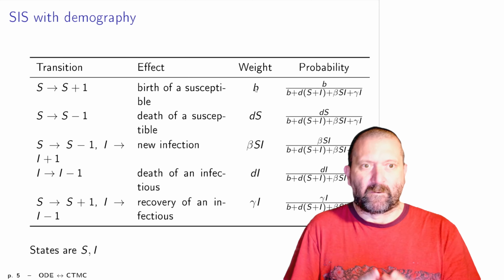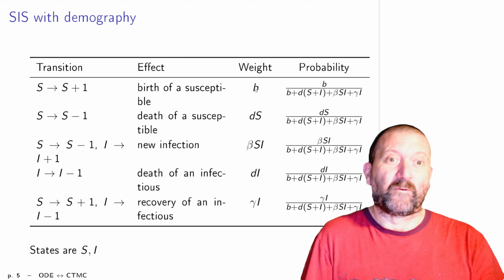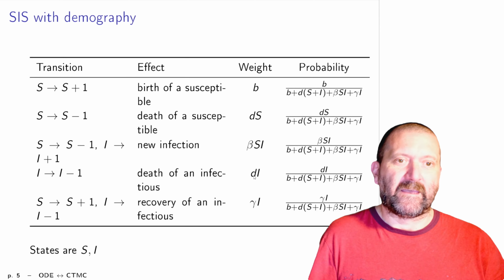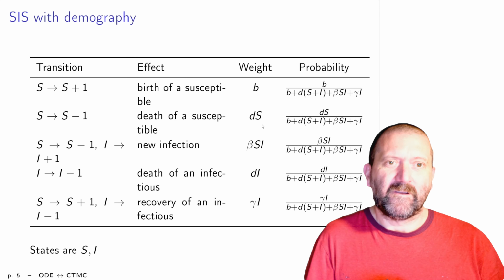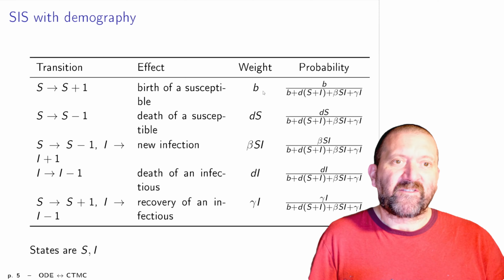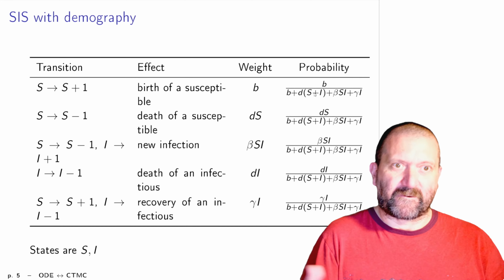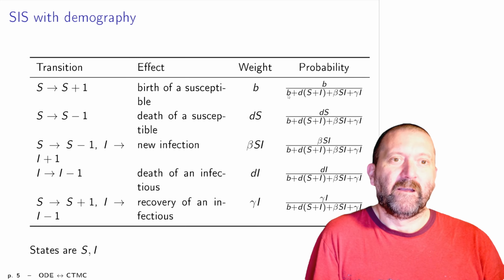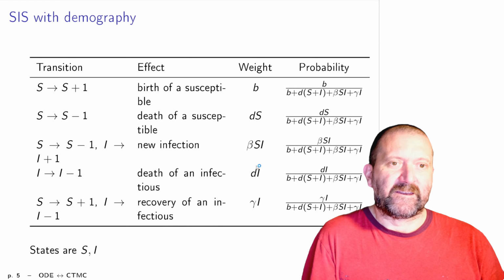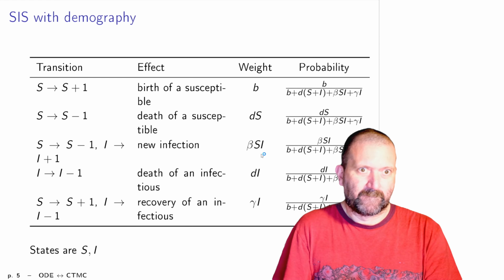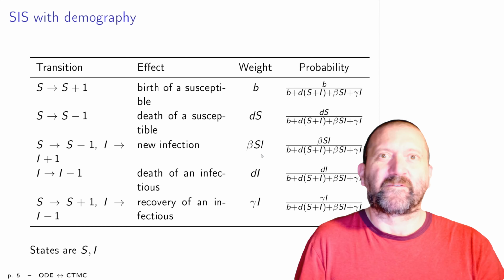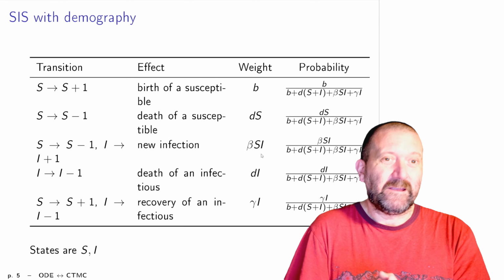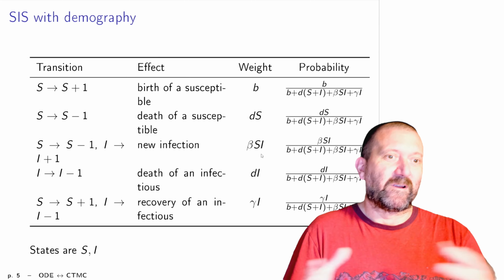This is a typical way of writing an SIS model if you have constant birth B but death at a per capita rate D in both compartments. So I've added these two weights. That means that when I'm computing my transition probabilities, I need to divide by the new sum of weights, which now includes B, DS, DI, and the rates we already had. Those rates of transitions are the rates that you're using in your ODE, but they are used to compute the probability of transition.